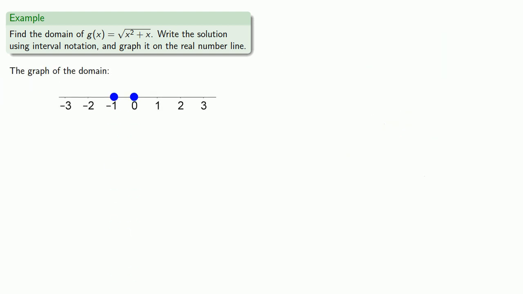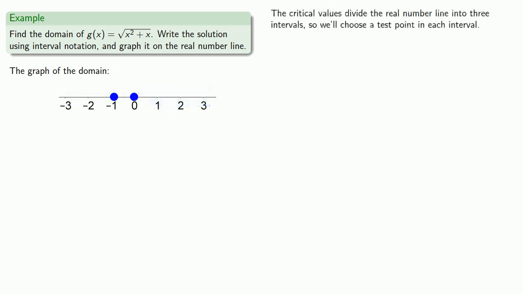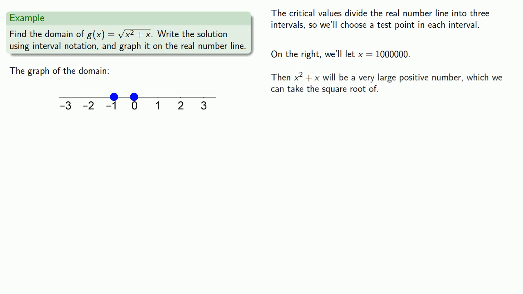So we see the critical values divide the real number line into three intervals, so we'll choose a test point in each interval. On the right-hand side, we'll let x equals 1 million, so then x squared plus x will be a very large positive number, which we can definitely take the square root of, and so we should include the right interval.